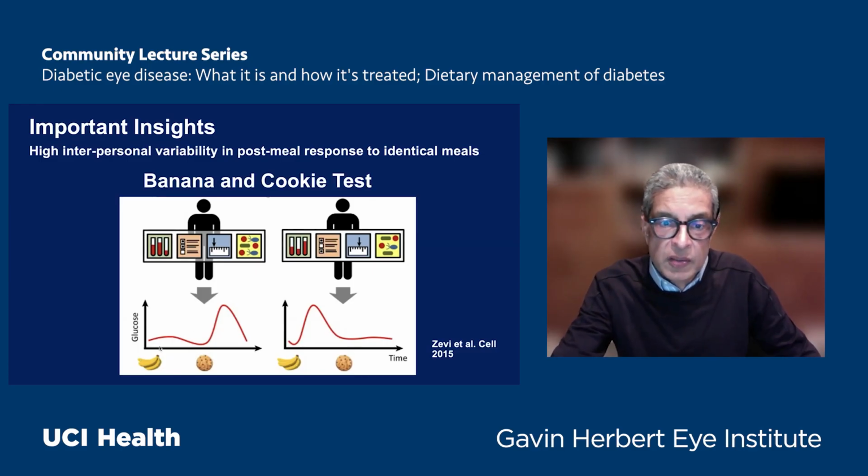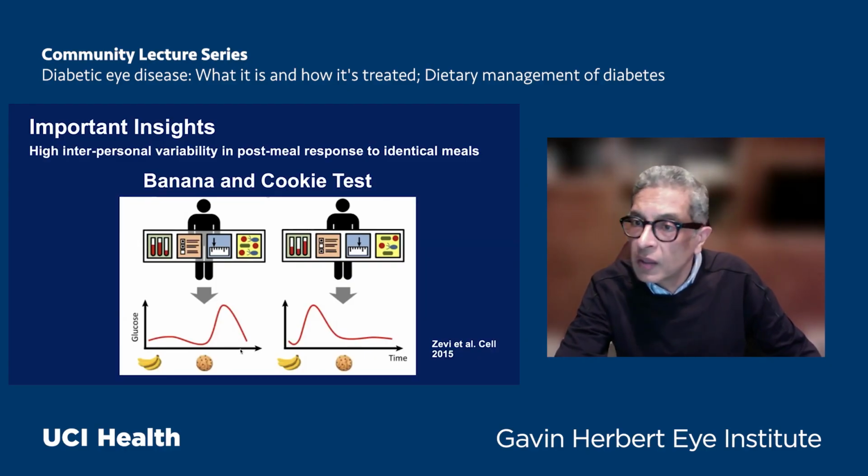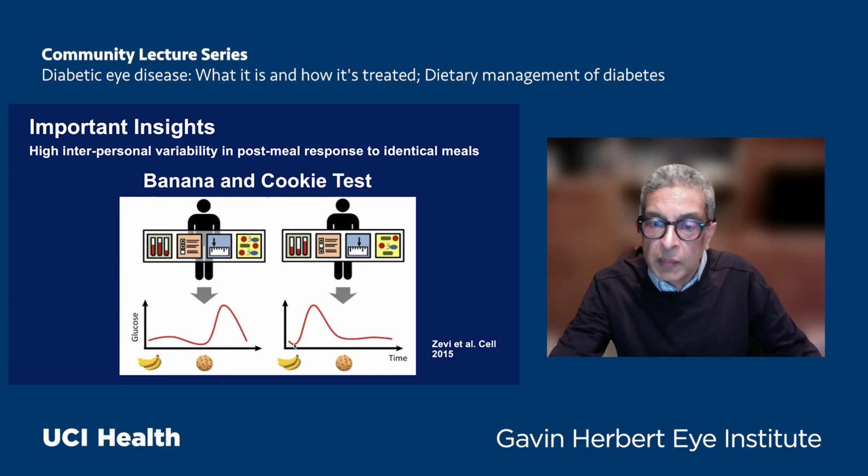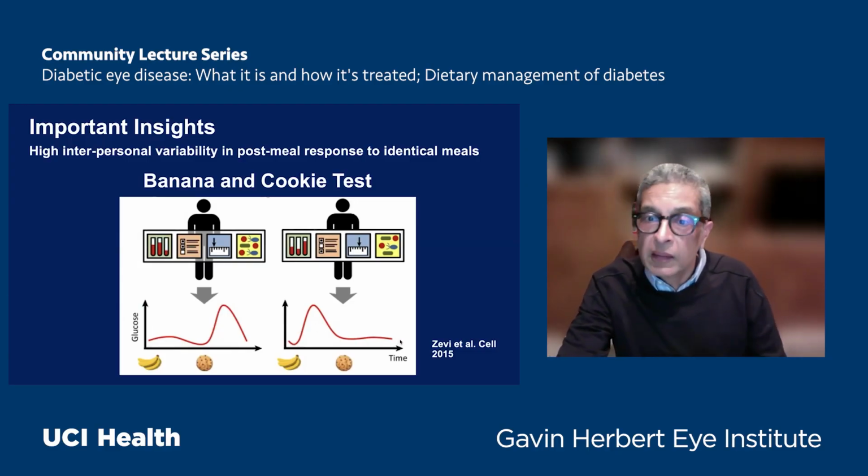You can see that for this person, the banana didn't do much to the blood sugar, but the cookie raised the blood sugar a lot. This person ate a banana and the blood sugar went way up, and the cookie didn't do anything. And this turns out to be true.